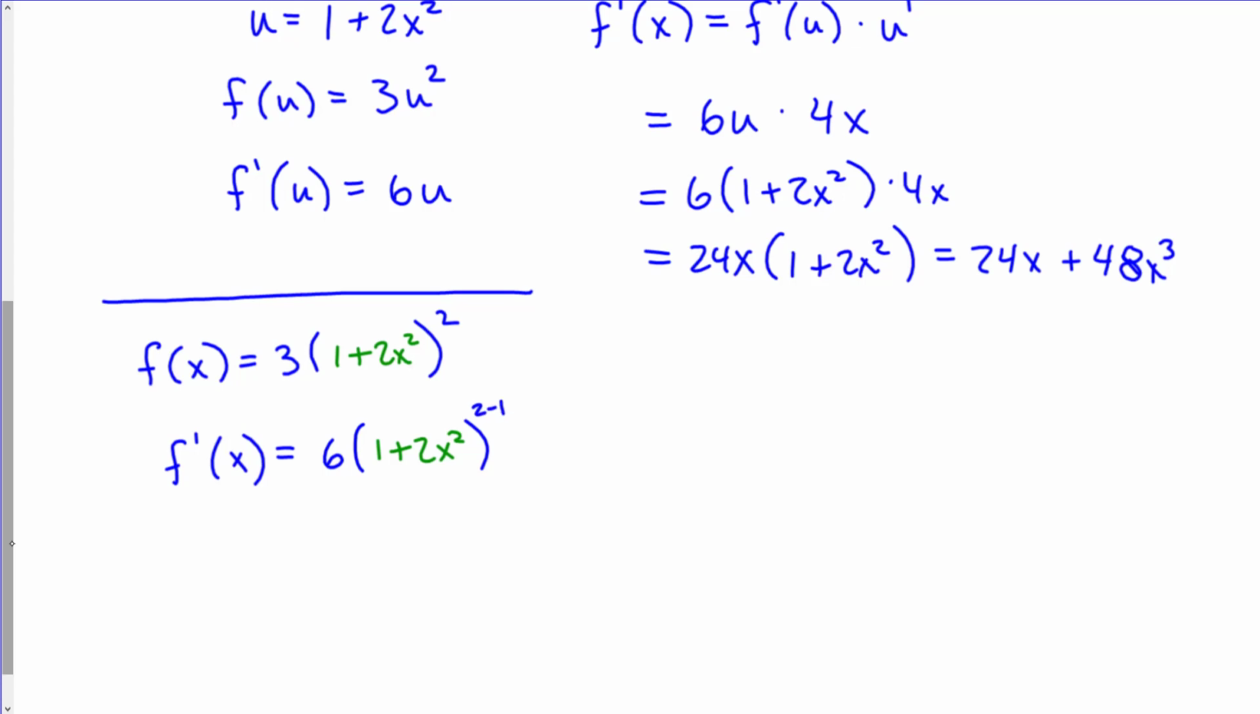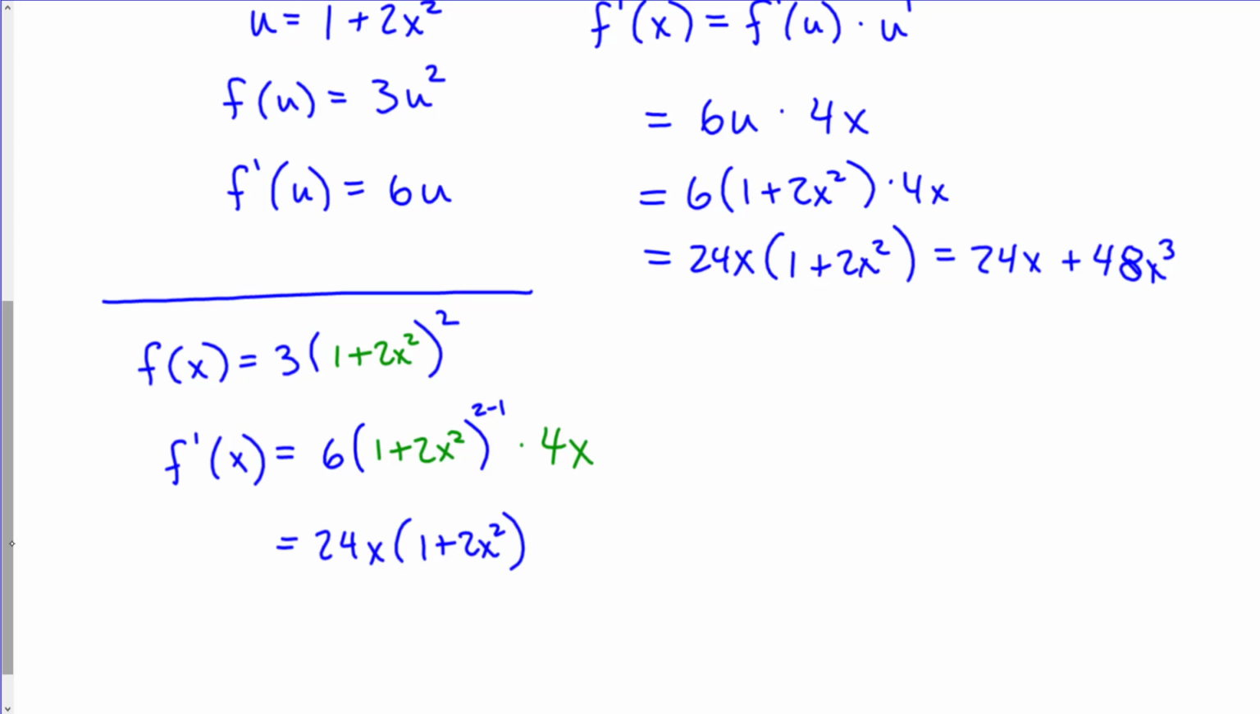But you can't take a derivative of the outer function without multiplying by the derivative of the inner function. So the derivative of the inner function is 4x. So that gives me 24x times 1 plus 2x squared. And that is the derivative. So you don't have to write out what your outer function is and what your inner function is. You just have to know how this process works. If you have an outer function and an inner function, do the derivative of the outer function first, leave the inner one alone, and then multiply by the derivative of the inner. That's what you need to be able to do.